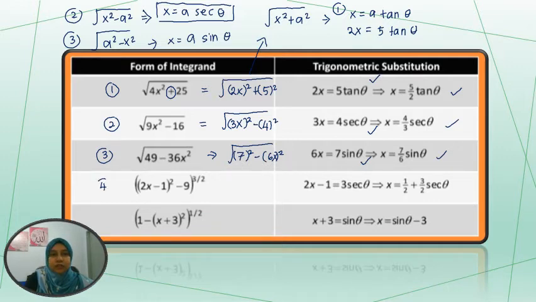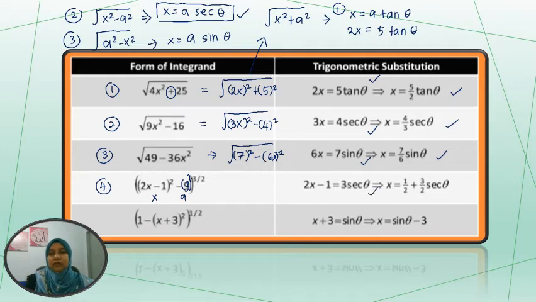And then number 4. Modify this one, it is 3 square. So it is in the form of x square minus a square, which is in the form of secant theta. So this is x and this is a, and we substitute the values for x and a. So 2x minus 1 equal to, a is 3, 3 secant theta.